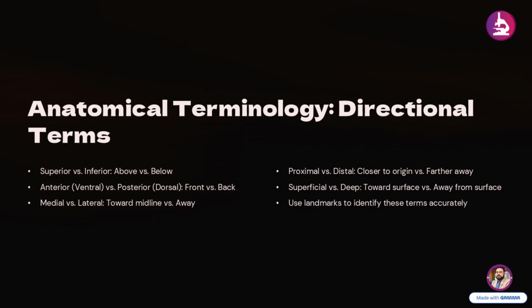Clinical applications. These terms gain practical significance when interpreting imaging studies: the mass is posterior to the bladder. Documenting physical findings: tenderness in the proximal medial forearm. Planning surgical approaches: deep to the sternocleidomastoid muscle. Describing anatomical variations: the artery runs lateral to its typical position.